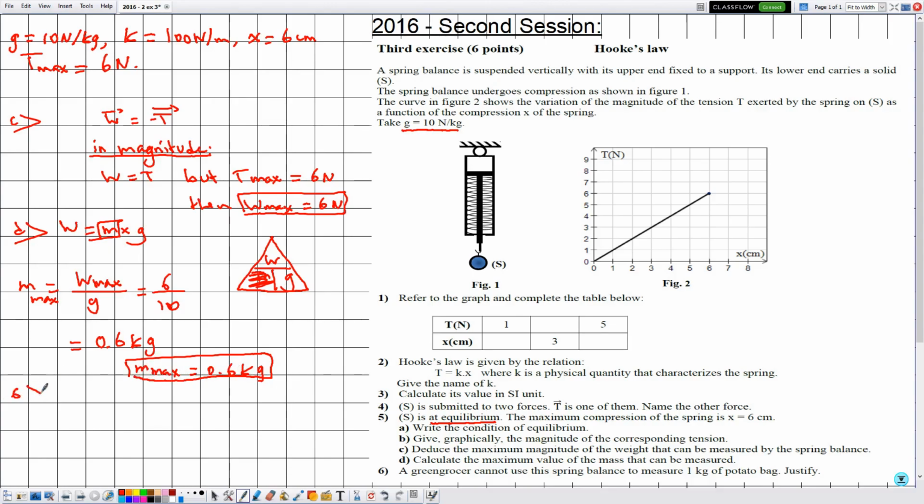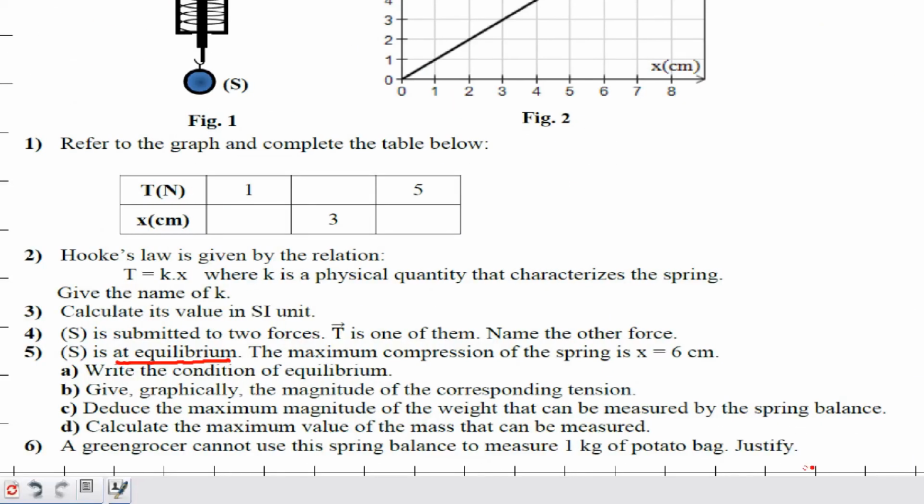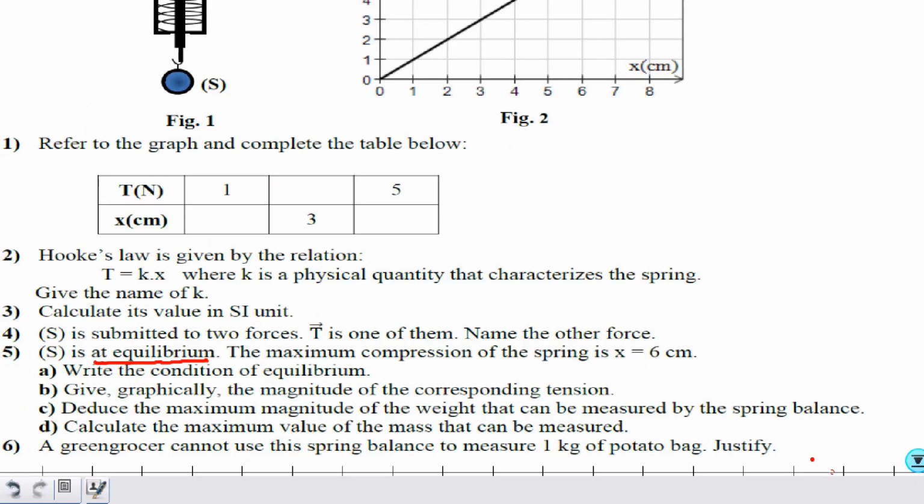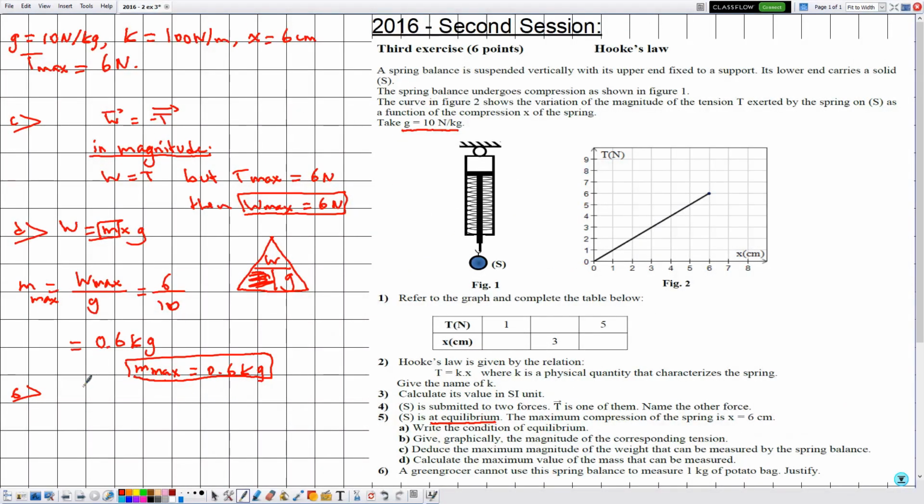Now finally in number 6, a greengrocer cannot use this spring balance to measure 1 kilogram of potato bag. Justify. So here the mass to be measured by using this spring balance is given by 1 kilogram, knowing that the maximum mass that can be measured is given by 0.6 kilograms. Since 1 kilogram is greater than 0.6 kilograms, then in this case the spring balance may break out or it loses its elasticity.